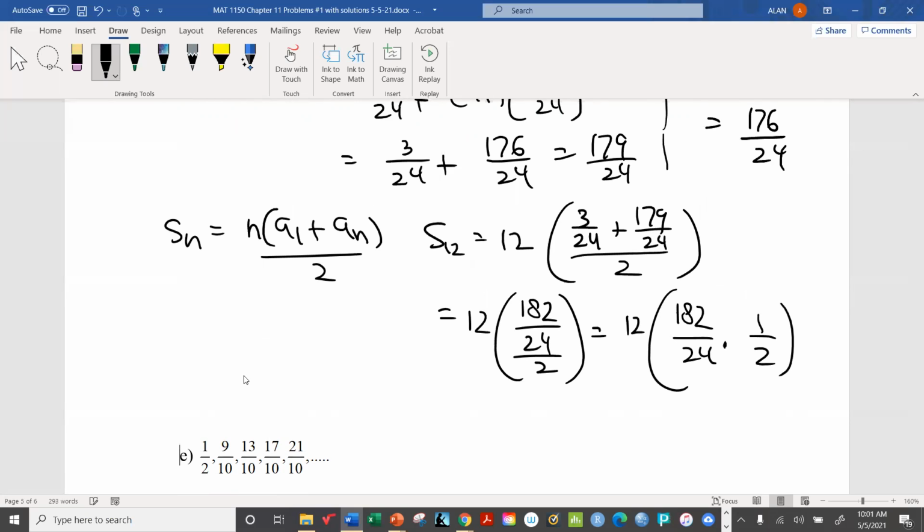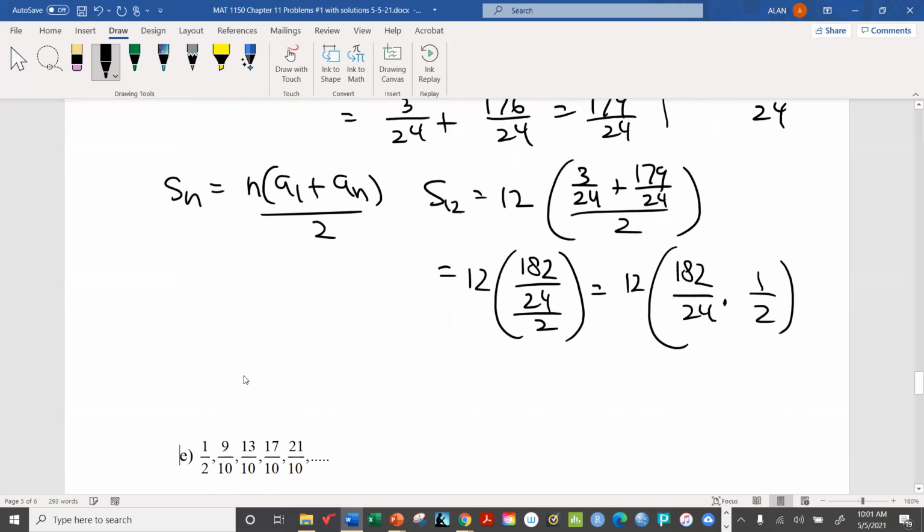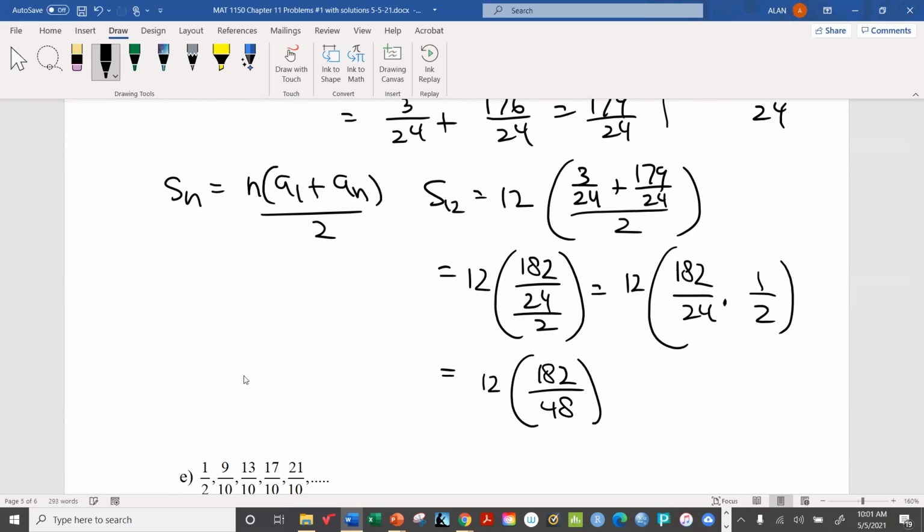So dividing by 2 is the same thing as multiplying by a half. So let's see, what can we do here? All right, so we can simplify this. 12 divided by 48. Let's write this as 182 over 4. 91 over 2. That's as simple as it's going to get.